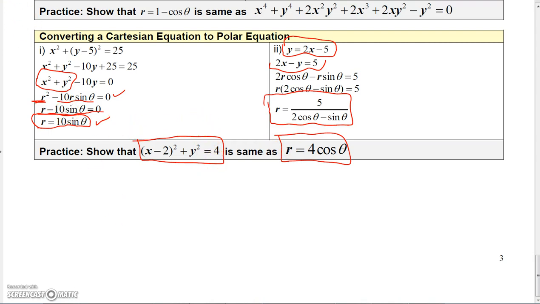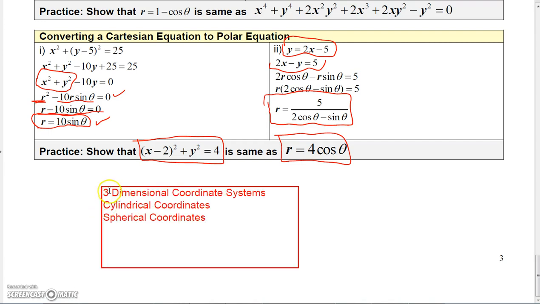Now, before I let you go, let me give you a little bit of insight into what you might see later, probably if you get into a Cal 3 course. Let's say you wanted some three-dimensional coordinate systems other than your basic x, y, z rectangular type. Well, there's a system similar to polar coordinates, but it adds a third dimension, called cylindrical coordinates. And there's another coordinate system you can use called spherical coordinates. If you want, you can Google those.